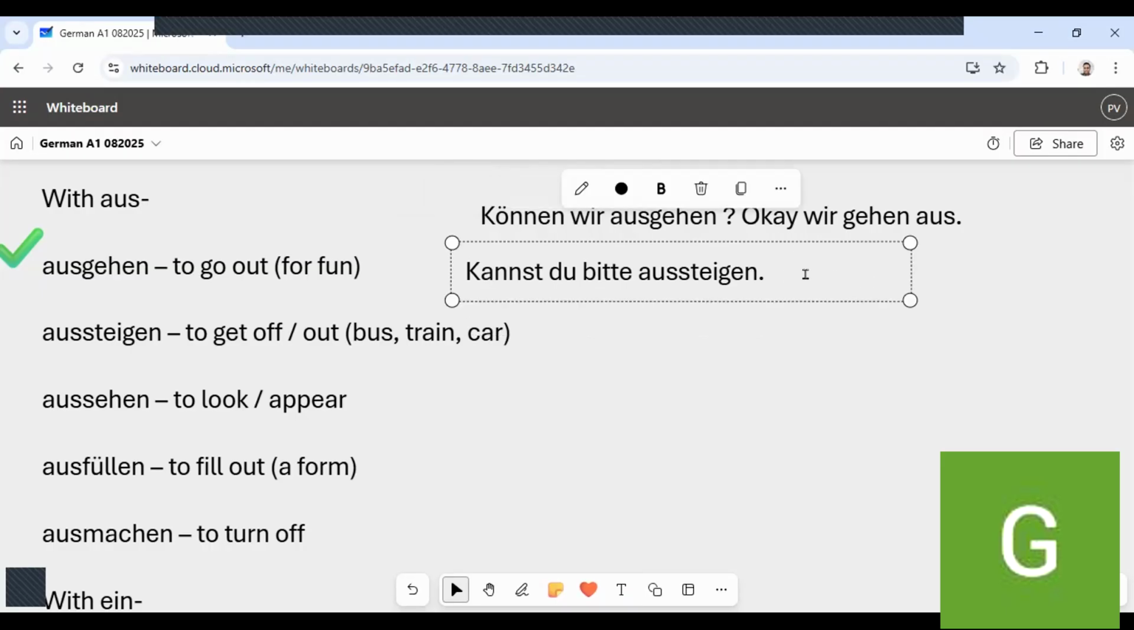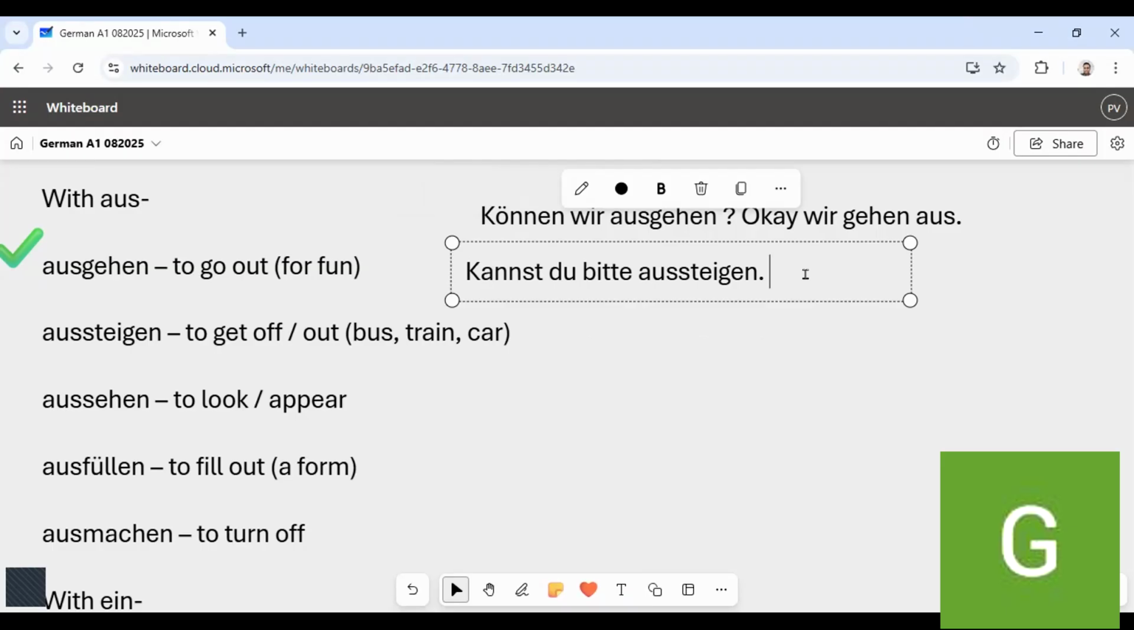aussteigen. You don't need to mention, okay, from the metro. Then you don't need to remember, okay, metro is called this. Kannst du bitte aussteigen? No, simply say, kannst du bitte aussteigen? Can you please get off? They will understand from where they have to get off. They are not in a space station that you have to specify.